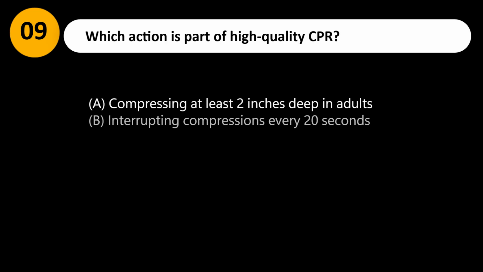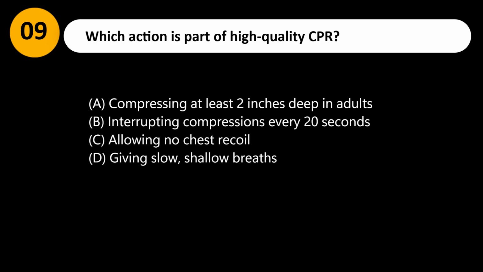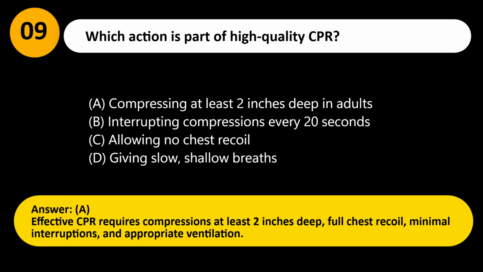Which action is part of high-quality CPR? A. Compressing at least 2 inches deep in adults. B. Interrupting compressions every 20 seconds. C. Allowing no chest recoil. D. Giving slow, shallow breaths. Answer, A. Effective CPR requires compressions at least 2 inches deep, full chest recoil, minimal interruptions, and appropriate ventilation.